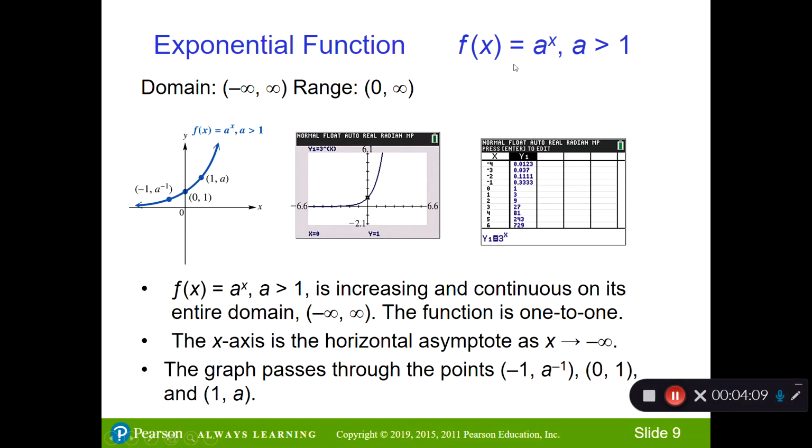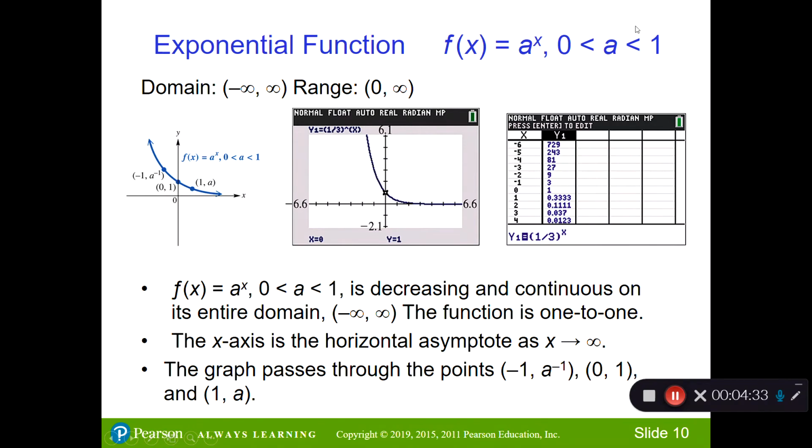All right, so when the base is bigger than 1, it's going to look like 2 to the x. It'll have this general shape to it. My domain will be all real numbers. The range is the positive. It'll always pass through that point (0, 1), unless I perform transformations on the graph. And I'm always increasing.